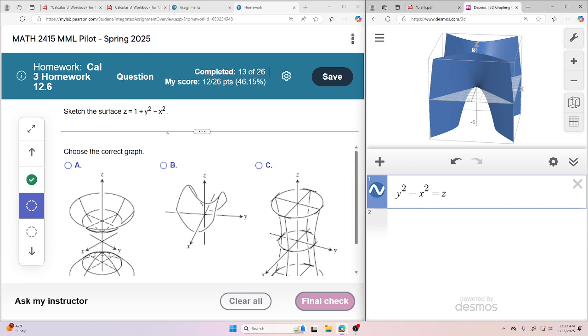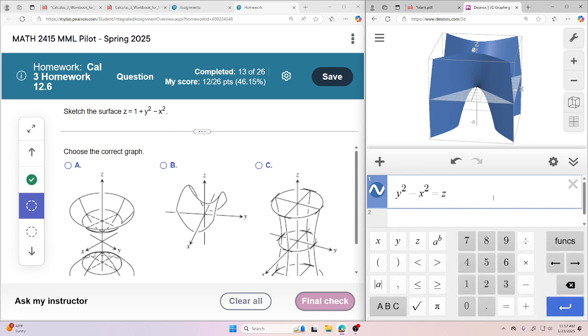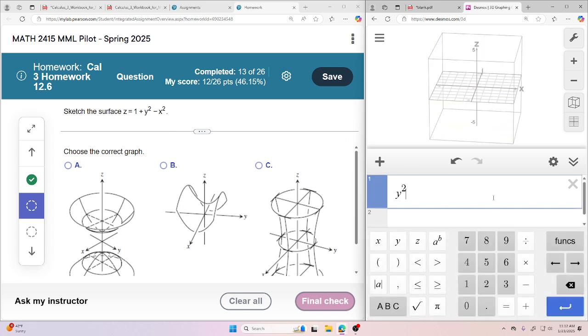And same thing here. Actually, a little different. So we have a 1. You see that? But then we have a positive and a negative. If we didn't have the 1, I would say saddle immediately. But we got a 1. What would that 1 do to it? Before I type it in, is it going to make it like one of these other shapes? Or is it going to do something else? Shift it up. That's exactly right.